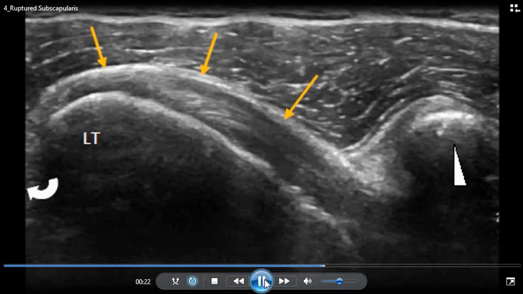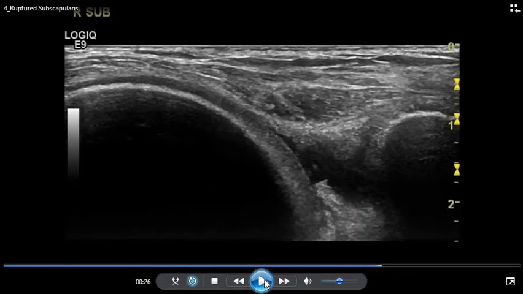If we now look at the patient in question, this was a 60-year-old gentleman who had been playing tennis and felt a sudden pulling at the front of the shoulder. In this video we can see again, here is the coracoid process, here is the humeral head, the lesser tuberosity being around the medial aspect here.